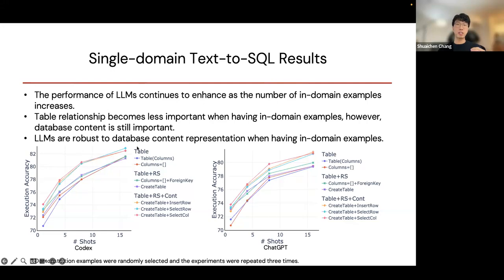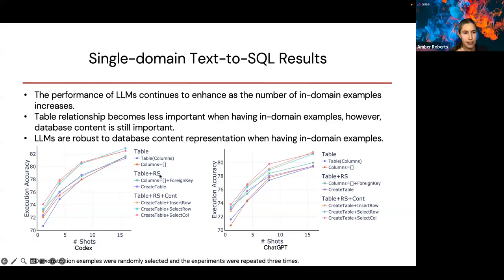However, we found such in-domain examples don't provide enough information about the database content. So the large model still likes the prompt that contains the database content directly. But by having some in-domain examples, the large model is now sensitive to the choice of prompt representation for the database content. And just to clarify on the table here, that's the Codex language model, and then using ChatGPT.